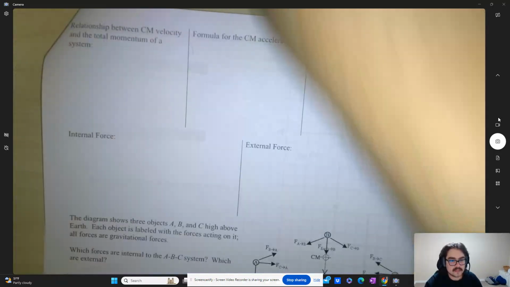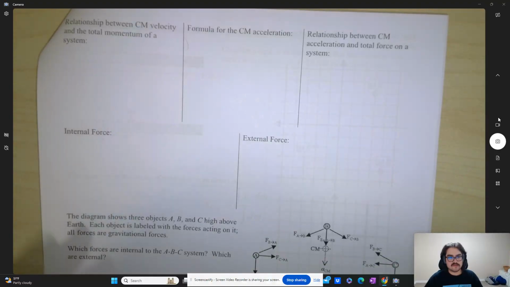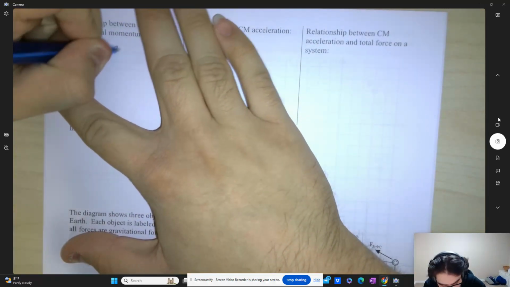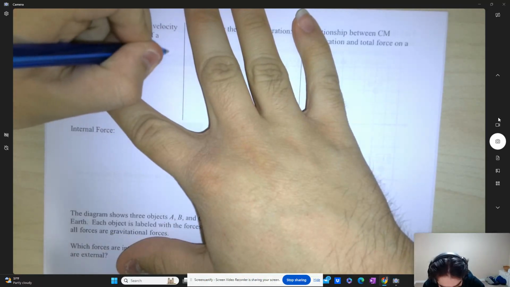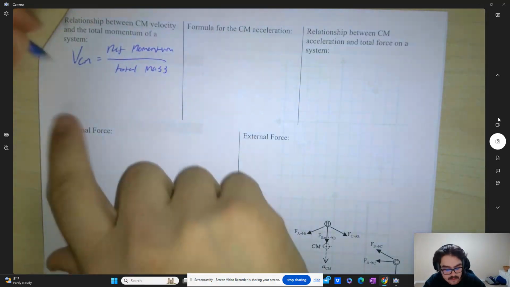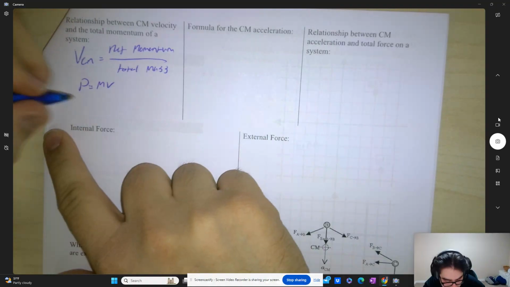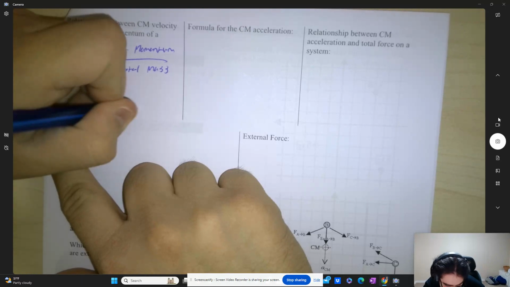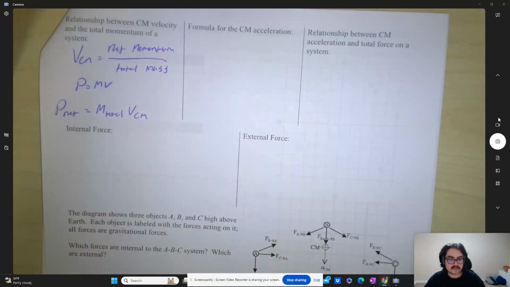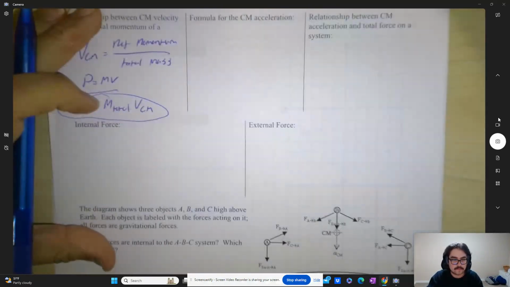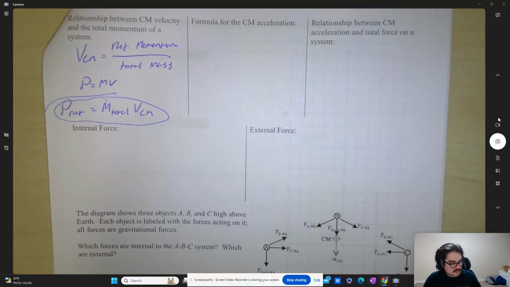A couple of other things to go over is that there's a relationship between center of mass velocity and the momentum of the system. We touched on this very briefly in Physics 1. The velocity of the center of mass is equal to the net momentum over the total mass. So that becomes p equals mv, and you can see that p net would be equal to the total mass times the velocity of the center of mass. That's one way to relate those. What about the center of mass's acceleration?